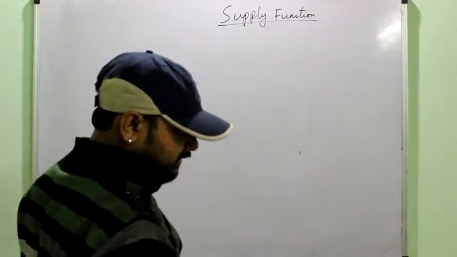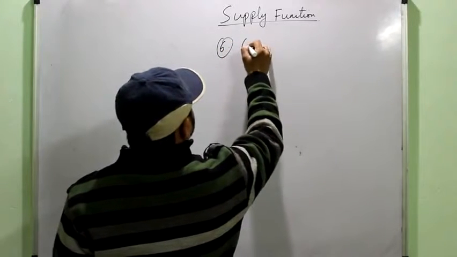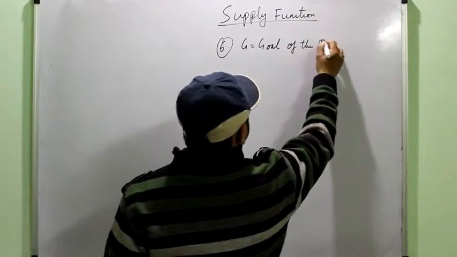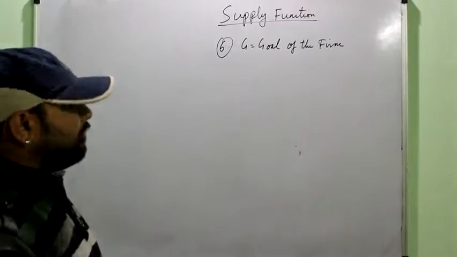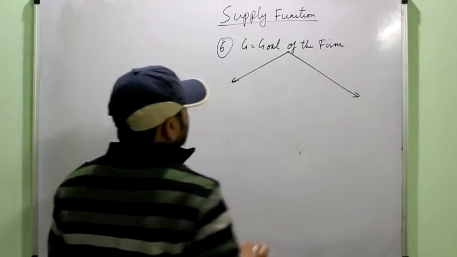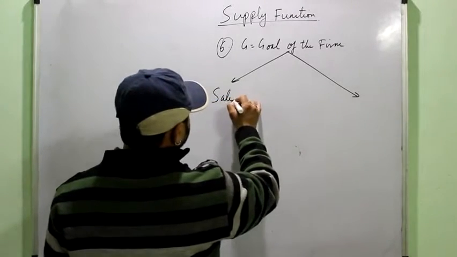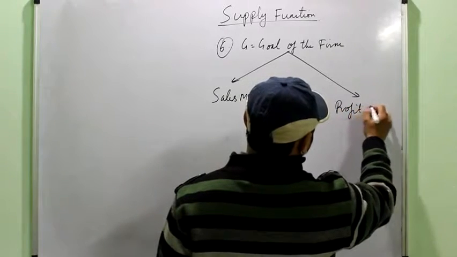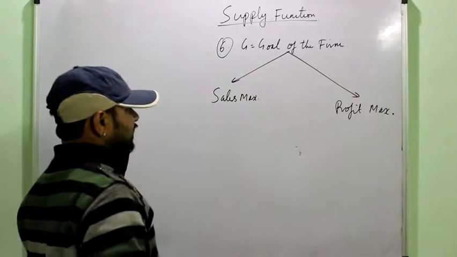Then the next determinant is G, that is the goal of the firm. See, again this particular determinant is to be understood with a little bit of care. Just understand that a firm can have two types of goals, or the firm can follow two goals. One is sales maximization and one is profit maximization. Just take an example.